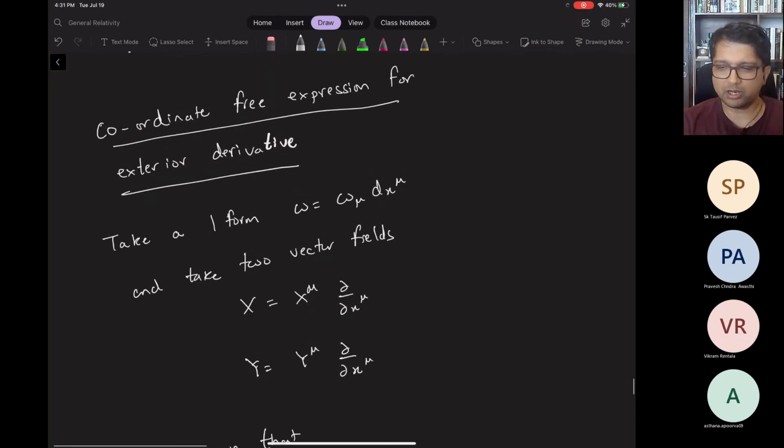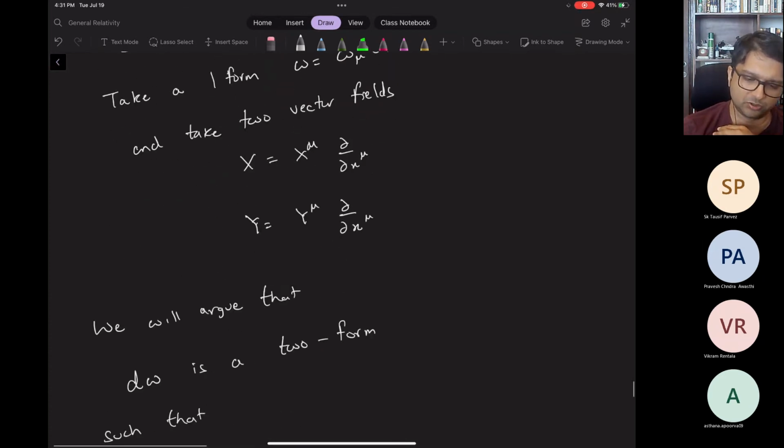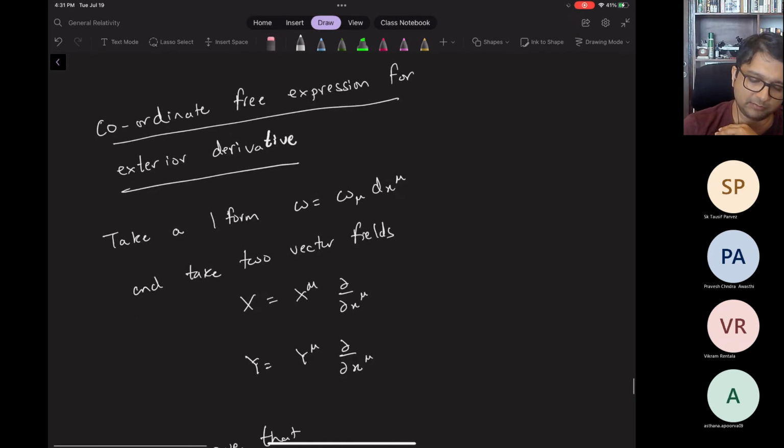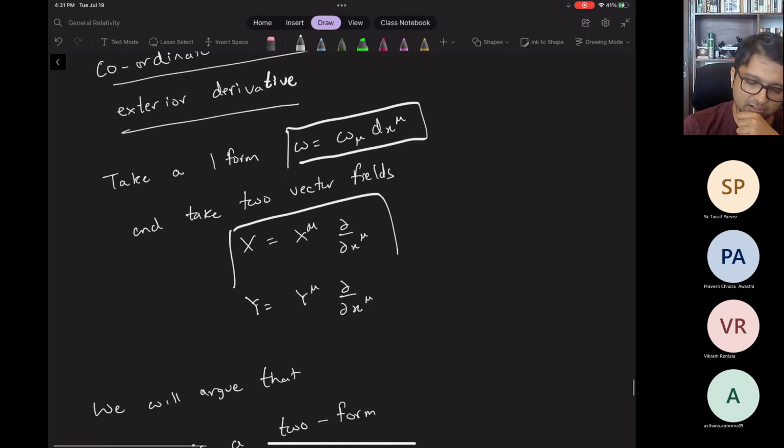Now, this definition that I showed you again looked a bit weird. It looked like it depended on the coordinate system that you use, but what we'll do is show that there is a coordinate-free expression for this exterior derivative. So let's start by doing this. Let's take a 1 form, omega equal to omega mu dx mu, and we'll take 2 vector fields, this vector field x and this vector field y.